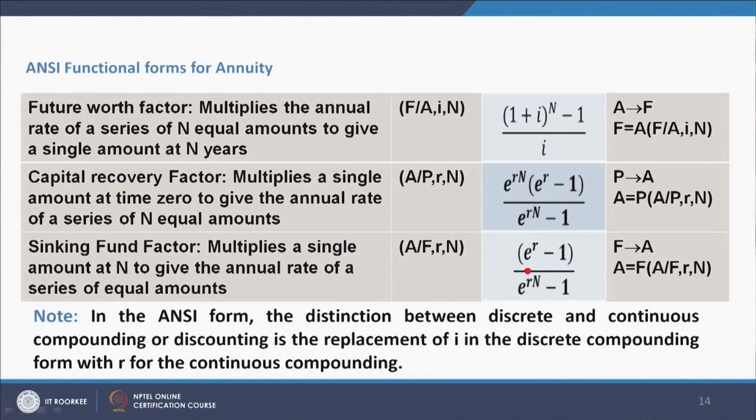This factor is shown like this, and the value is (e^r − 1) divided by (e^(rn) − 1). It converts the future worth to annuities, and annuity can be calculated with this: A is equal to F multiplied by this factor, that is, this quantity.